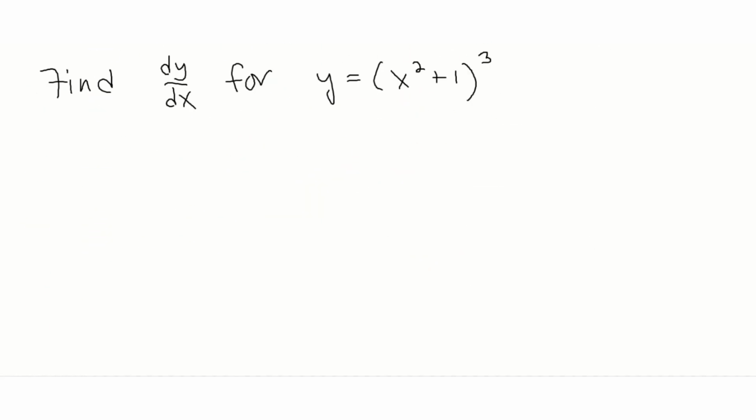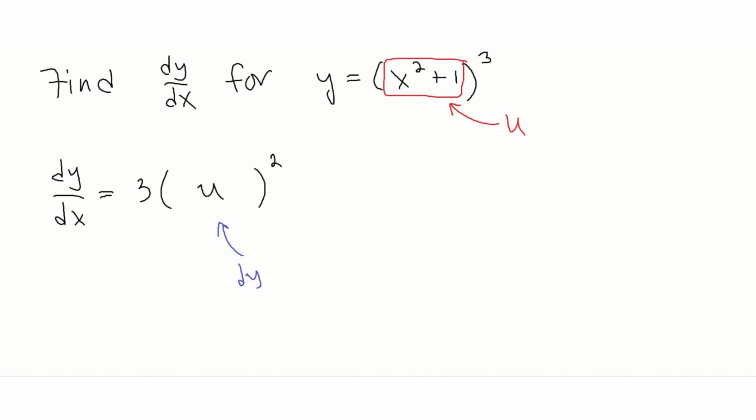Try this one. Find the derivative of this composite function. For this function, you can consider the inner function to be x squared plus 1. By the chain rule, you get, which simplifies to.